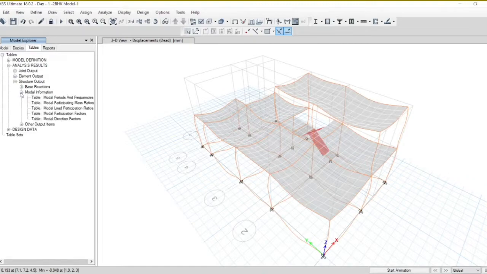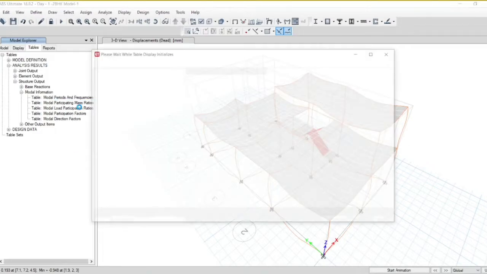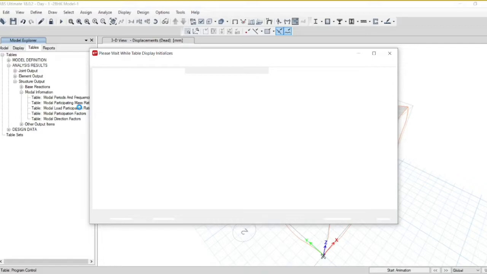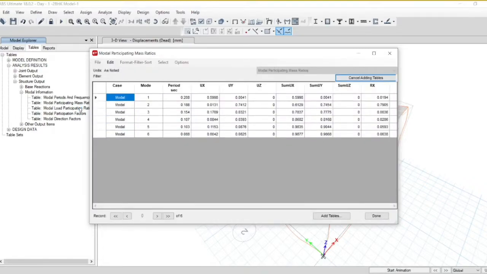These are the model information, the modal mass participation factor. If you can see that, the time period of the first mode is 0.208, the time period of the second natural frequency is 0.118, and mode shape 3 is 0.15, then 0.107, 0.103. You can see that slowly it is reducing toward 0, and these are the fundamental natural periods.